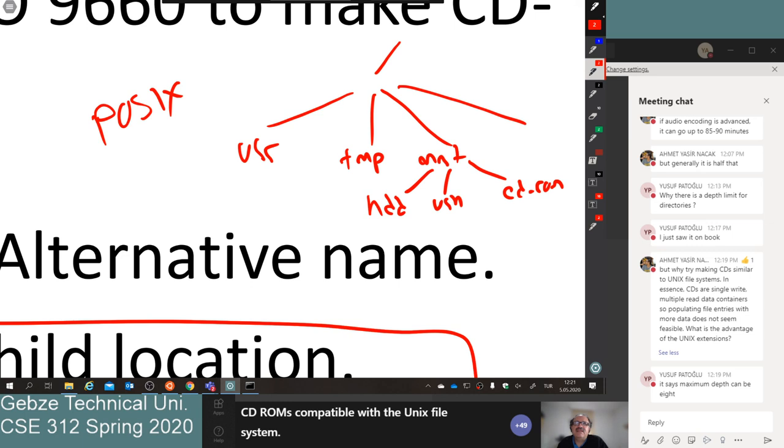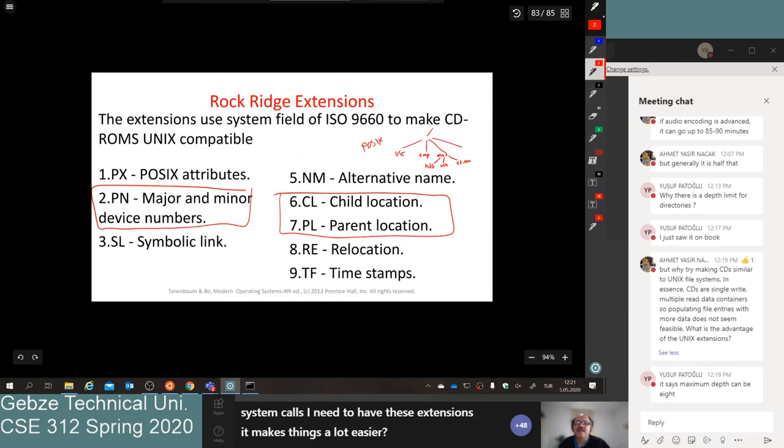So you might say that this information is not useful. It may not be useful, especially the read, write, execute permissions, etc. But to be able to make it work with the regular POSIX system calls, I need to have these extensions. It makes things a lot easier. These extensions make it possible. For example, the symbolic link is possible now. When you say this file is a symbolic link file on the CD, now it is possible. Before that, it wasn't possible.